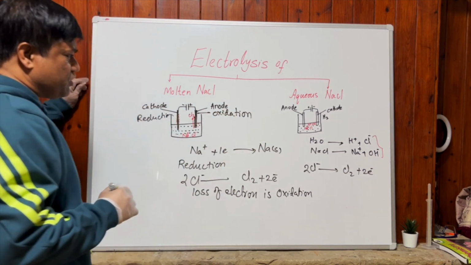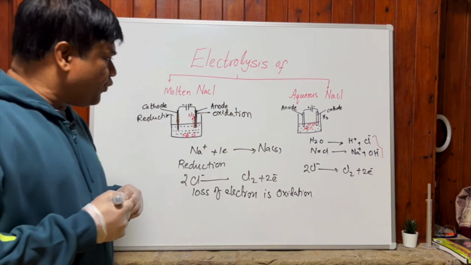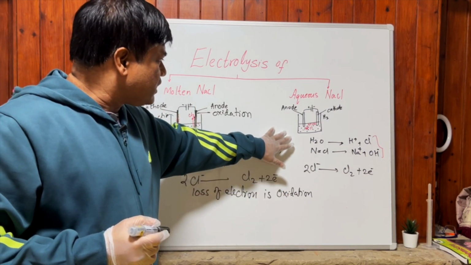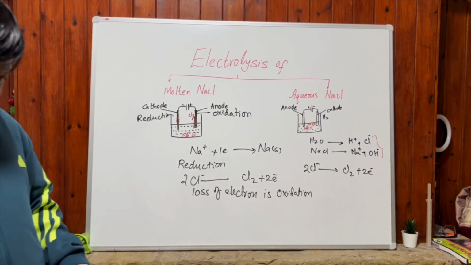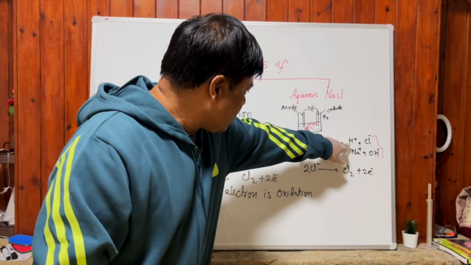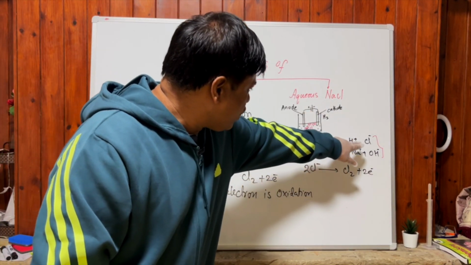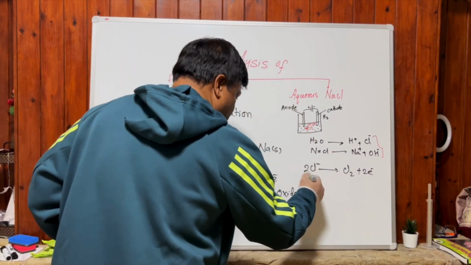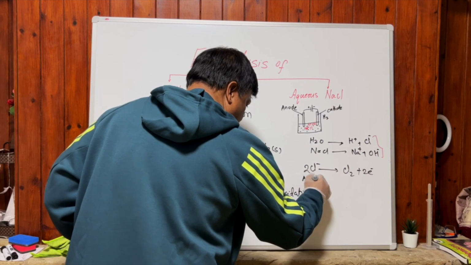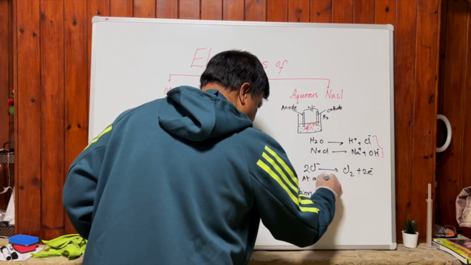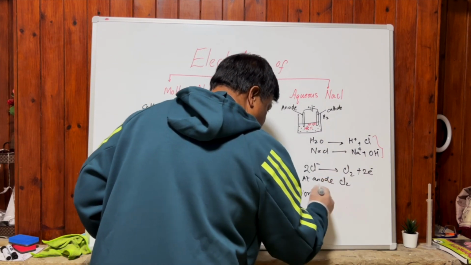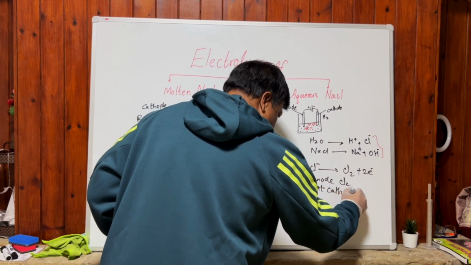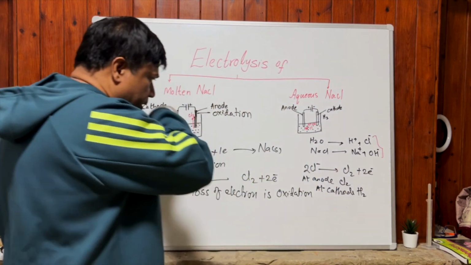I've seen many past paper questions. What will be the end product when we electrolyze aqueous NaCl? Let's see. Hydrogen comes out as H2 gas, chlorine comes out as Cl2 gas. So I'm writing here: at the anode, chlorine gas is discharged; at the cathode, hydrogen gas will be discharged.